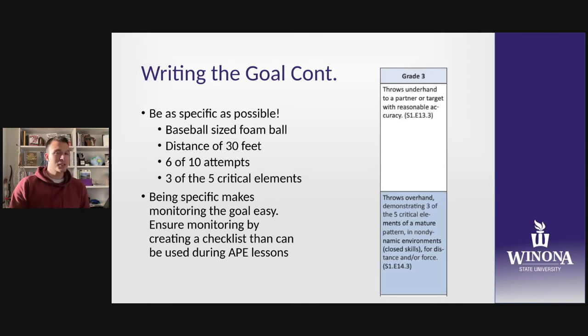Now, being specific makes monitoring these goals very easy, ensuring monitoring by creating a checklist that can be used during APE lessons. So not every time you are monitoring their progress towards this goal, you're having them set up and throw for distance. You can just create a checklist with all 5 critical elements of the throw. And then as they're playing in a small sided game, or maybe you just have an adapted PE lesson where they're throwing, you can be watching them and they don't even need to know that you're assessing. You can just be checking off the areas that they're getting better in, specifically the critical elements.